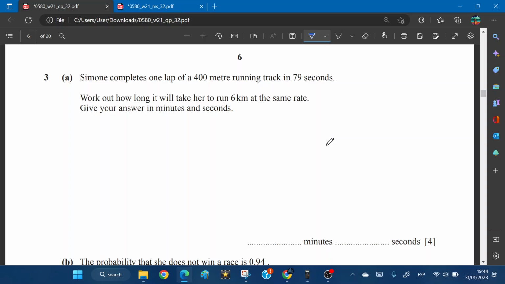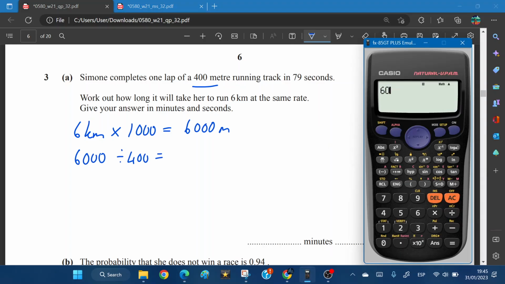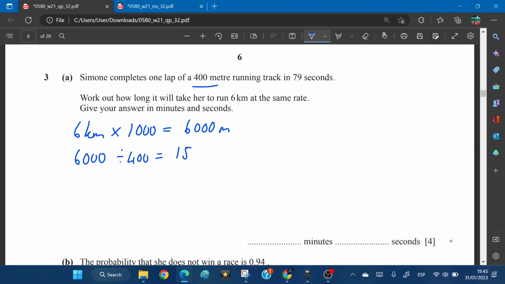Okay, so they want the answer in minutes and seconds. Let's first see how many times she will have to run around that track. The track is in meters, so let's change the 6 kilometers to meters. Kilo means 1,000, so we need to times it by 1,000. That will be 6,000 meters. So how many times does she need to go around the track? We do 6,000 divided by 400. 15 times she can run around the track.